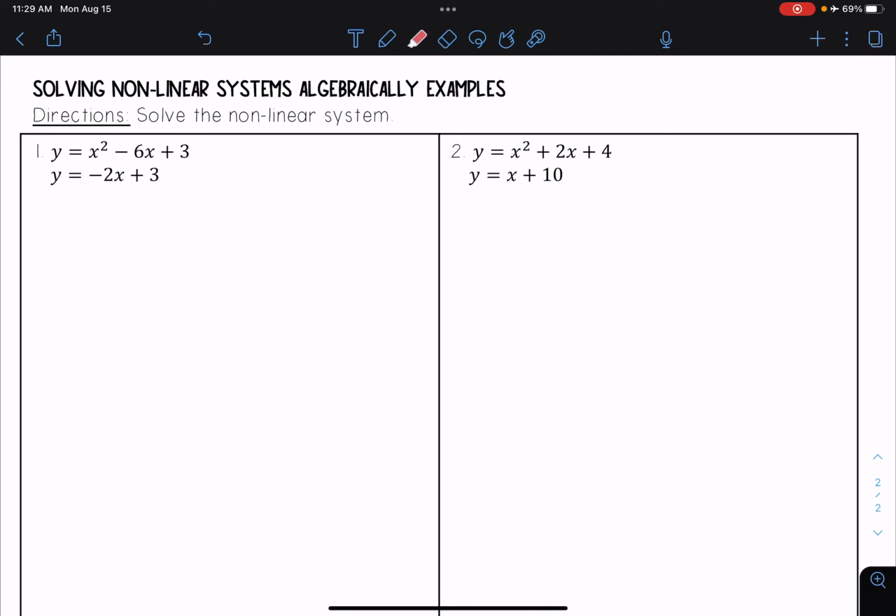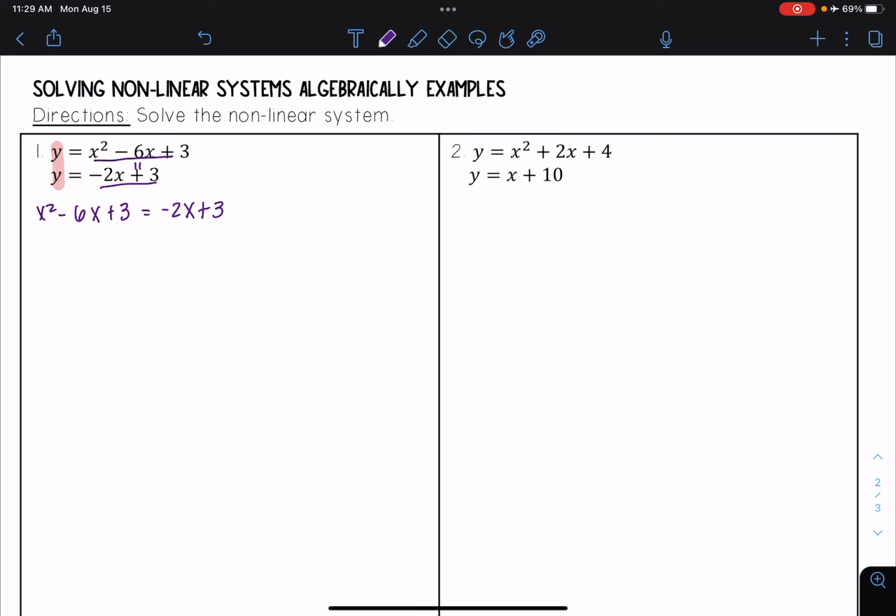So first I see that they're both equal to y. So that means that these two are also equal to one another. So to set this up, I can say that x squared minus 6x plus 3 is equal to negative 2x plus 3. And now I can solve this for x. So I'm going to get my x values.